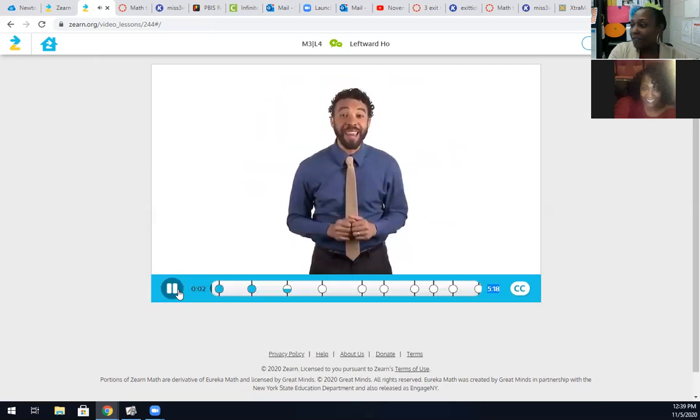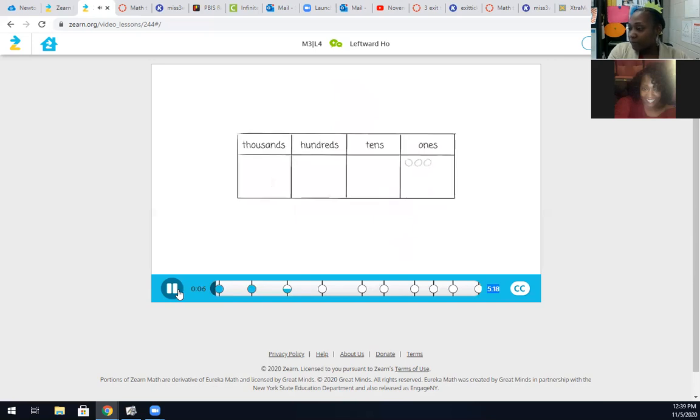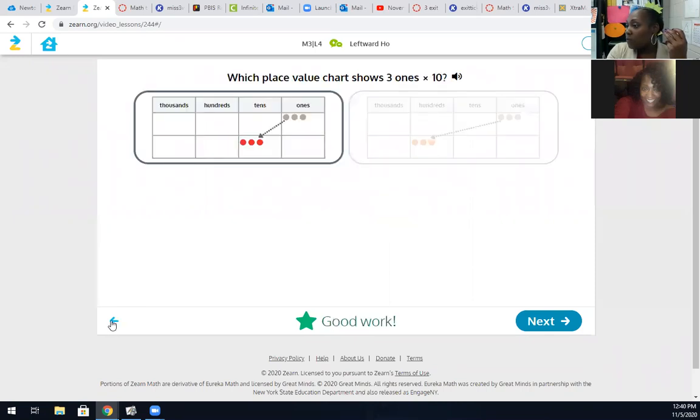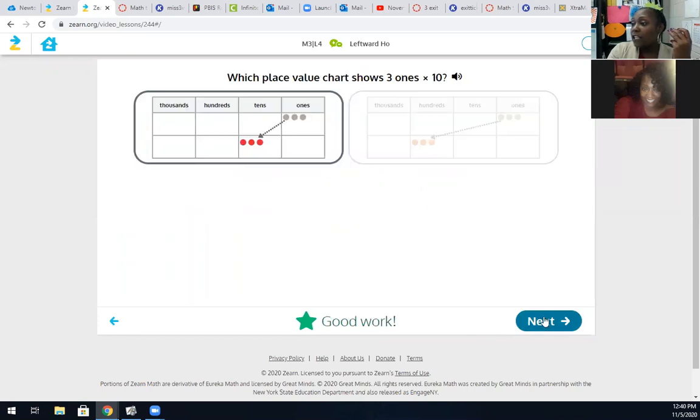Now, here we go. What's up, math maniac? Let's learn. How many ones do you see? I see 3 ones. What about you? It keeps skipping us, guys. It's okay. We are going to go back a little bit, because it's skipping us. So we see how many ones? 3 ones, right?